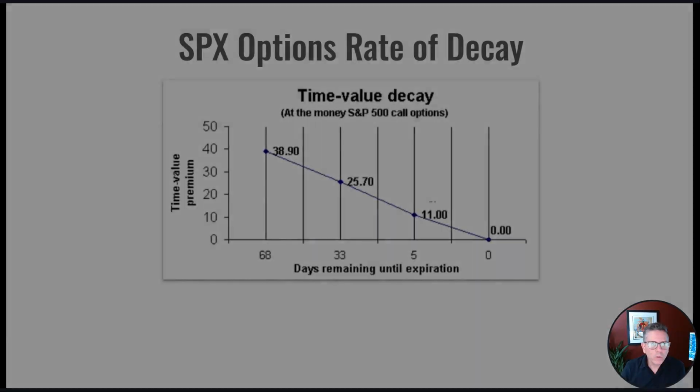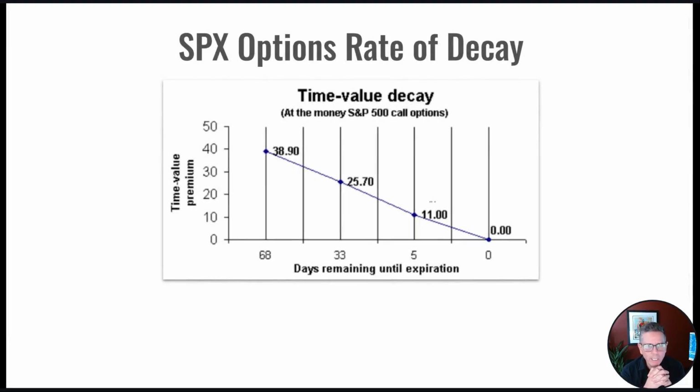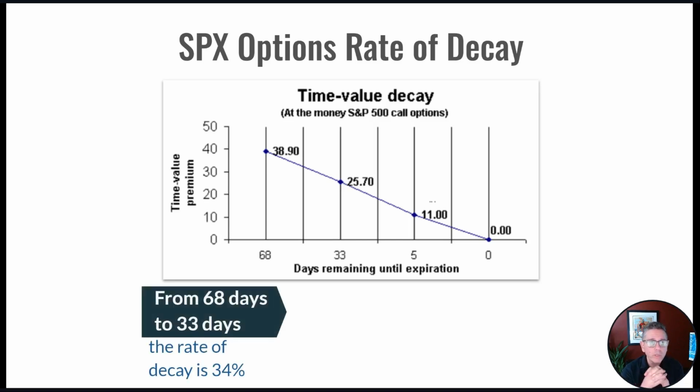All right. So let's look at how SPX options decay. This is a chart of a 68-day move in the market. Every time you place an option trade, and it's a long option trade, you're always going to be fighting against decay. All right, and so this is how decay works. From 68 days to 33 days, the rate of decay is 34%.